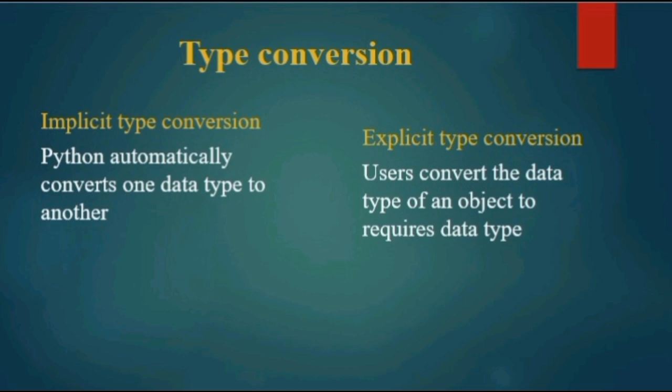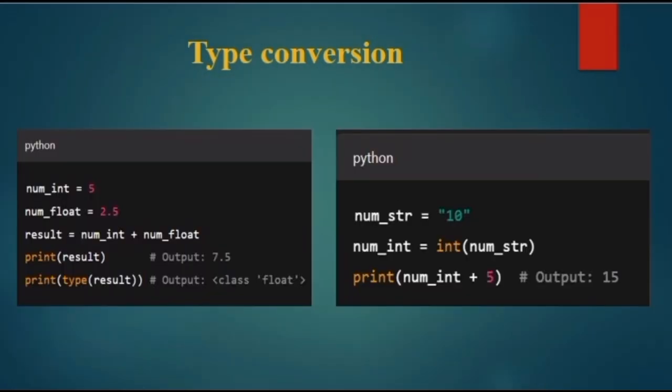On the other hand, explicit type conversion means the programmer manually changes a data type using specific functions. For example, if you have a number stored as text, "10", you can convert it into an integer using the int function. This is useful when handling user input or mixing different types of data. By using functions like int, float and str, programmers can control how data is processed and displayed in their programs.